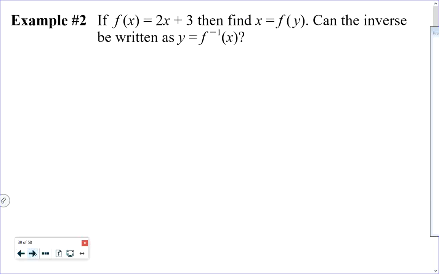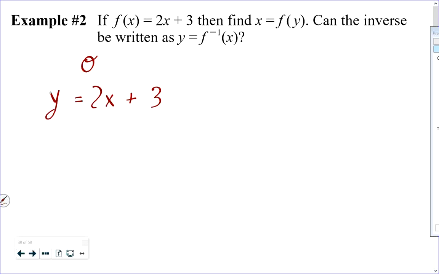Example number 2. f of x equals 2x plus 3. What is x equals f of y? That's a fancy way of saying find the inverse of that function. So we don't have a graph, and what we don't want to do is graph this and start plotting points. That's not what it's asking. We want the equation. This is a really simple kind of question, but you need to know how to do it. The first step is to write the original function in a sensible way with just x and y in it. We're not going to worry about f of x. Let's just write it as y equals 2x plus 3.